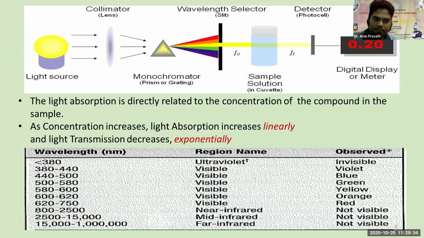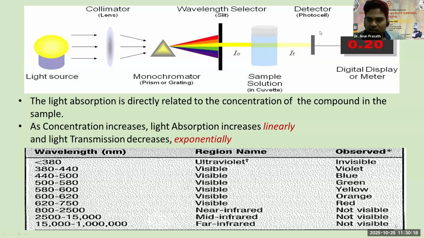The simple representation of a spectroscopic technique: we have a light source, and the light is incident over a prism and gratings in a monochromator, which separates the light, filters out other wavelengths, and allows only a particular wavelength to pass through the sample. The sample is placed in a cuvette, which doesn't interact with the light. It passes all the light incident over the surface, and the sample held in the cuvette absorbs some portion of the light, while some portion is scattered and passes through.